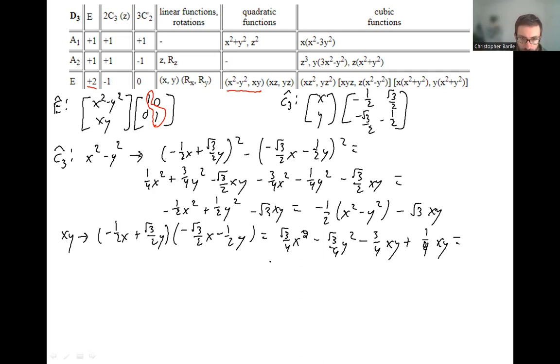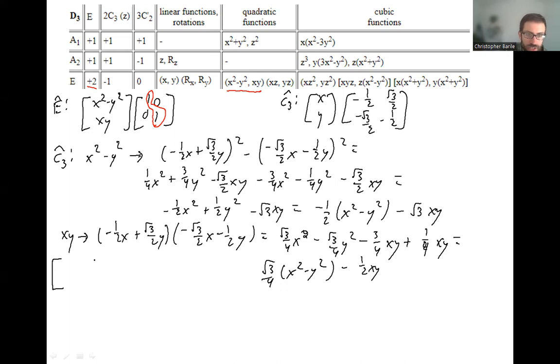So we're going to end up with root 3 over 4 times x squared minus y squared. That factors out very nicely. And then this becomes a negative 1/2 xy. And so at this point, now we have xy also transforming as a linear combination of x squared minus y squared and xy. Again, showing that these transform together.